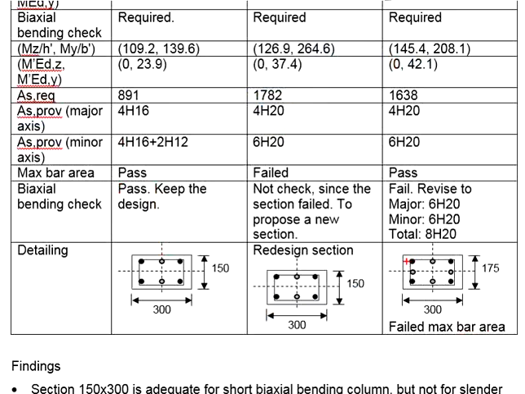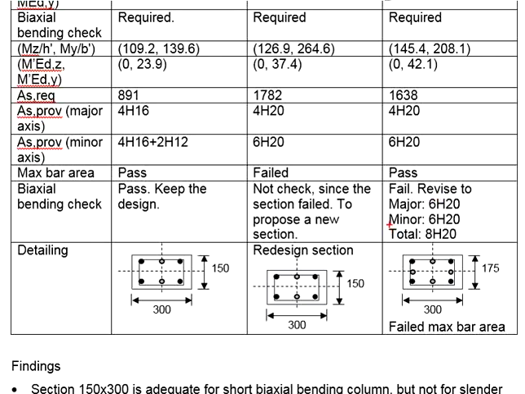Ultimately, this is going to lead to a total of 8H20. Since the column is quite heavily reinforced, we will need to check the maximum bar area based on the newly proposed reinforcement, comprising 8H20 in the sections of 175 times 300. The result shows that the maximum bar area has been exceeded.